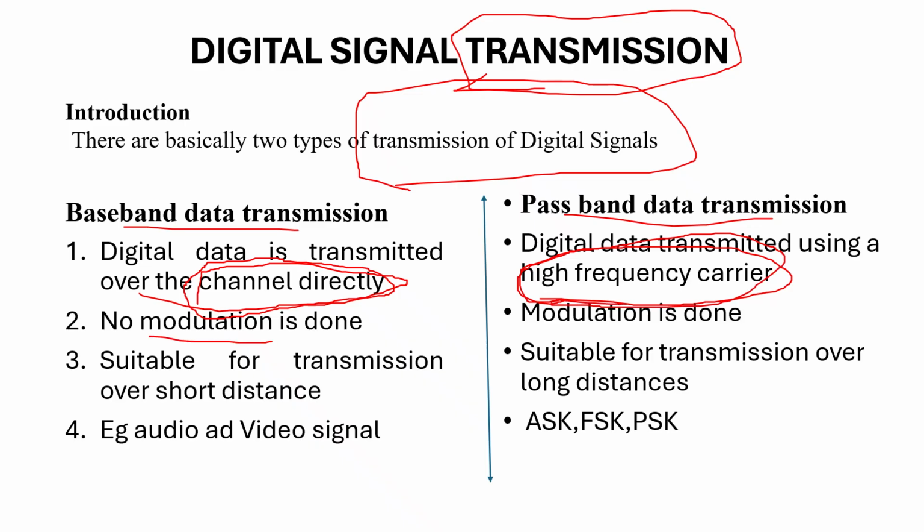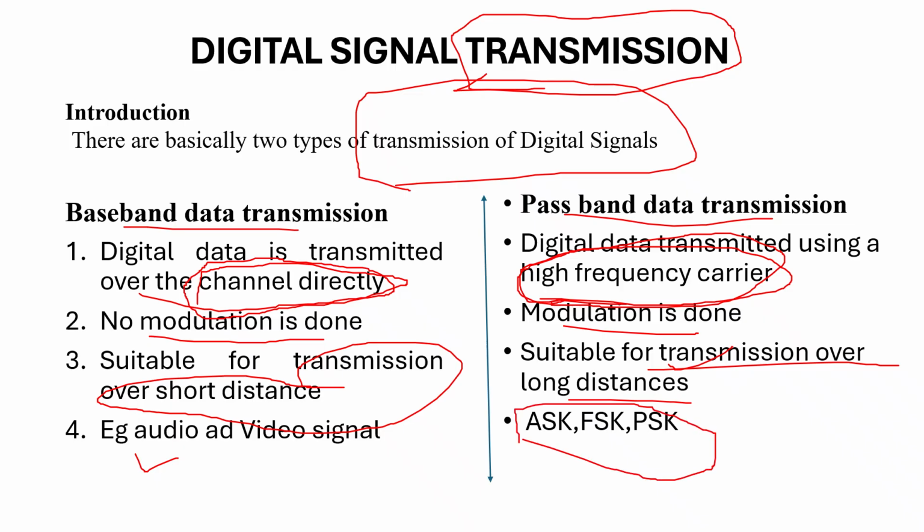And then of course in baseband no modulation is required, and it is suitable for transmission only over a shorter distance, right? Longer distance you cannot send. For longer distance you have to use modulation and the transmission channel. An easy example of baseband is your audio video signal, and ASK, FSK, PSK are the major parts of passband transmission systems. So we are going to focus on these three things, ASK, FSK and PSK, in our upcoming sessions. Okay, so let's start.